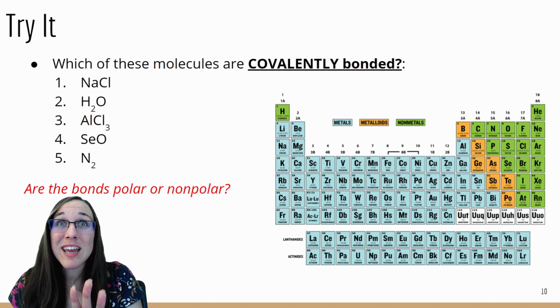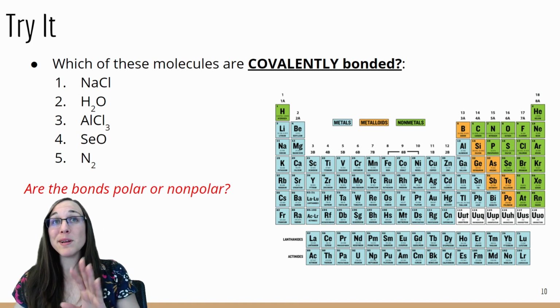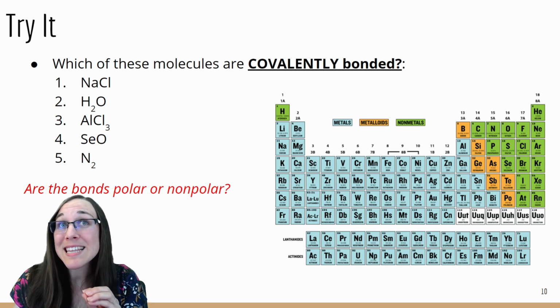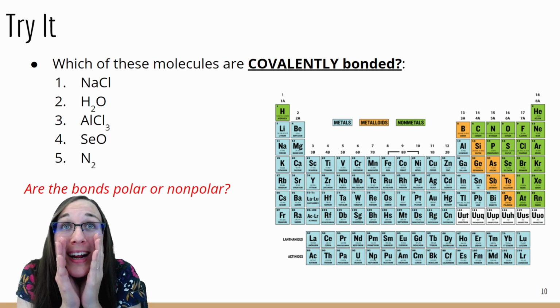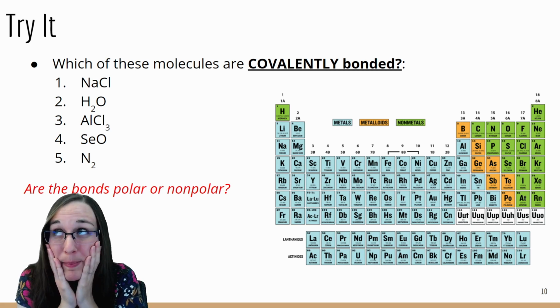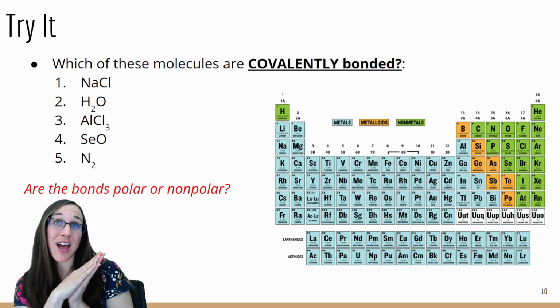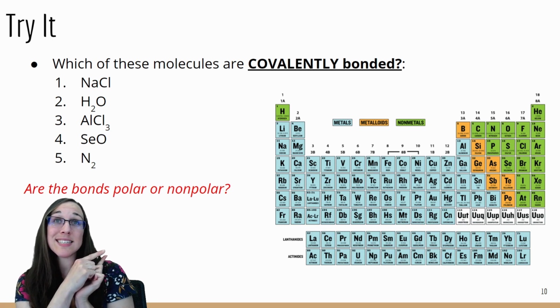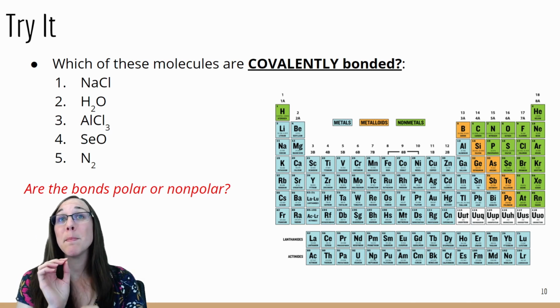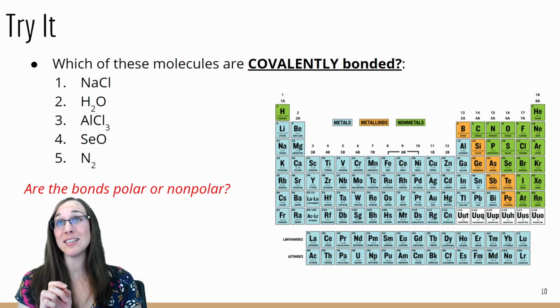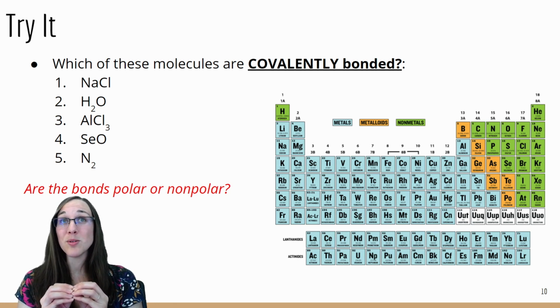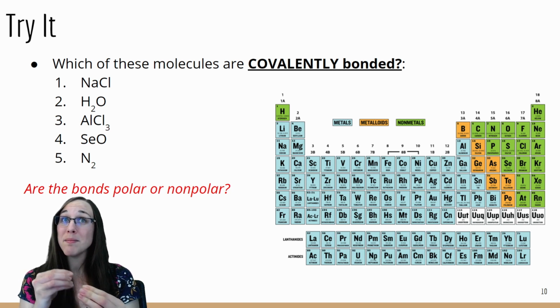So let me see if you actually understand what's going on here. Between these options 1 through 5, which of these molecules are covalently bonded? Remember what I said before. What type of atoms must they be? If we look at our periodic table that way, we can see that anything in blue is a metal, anything that's orange is a metalloid, and metalloids do count as nonmetals in this scenario, and anything that's green is a nonmetal. So what we're looking for are molecules or compounds that are composed only of nonmetal atoms.